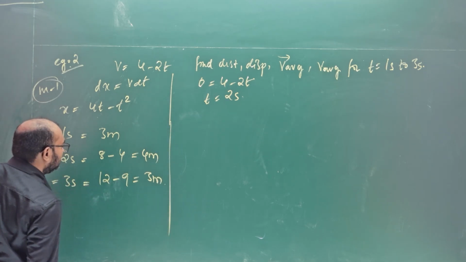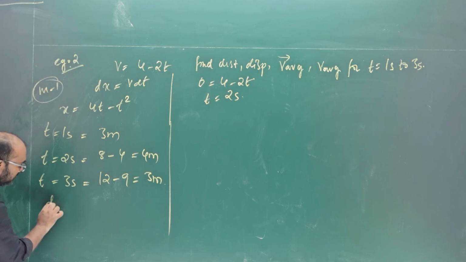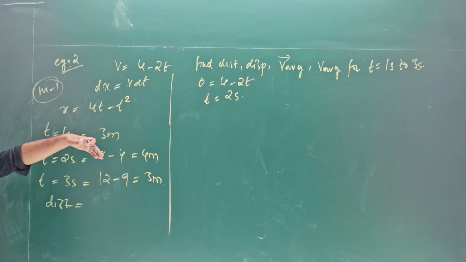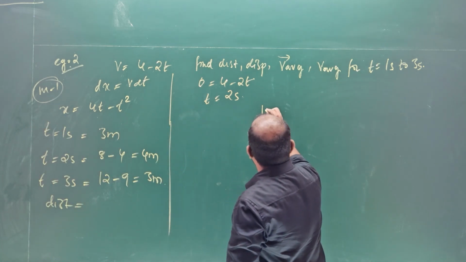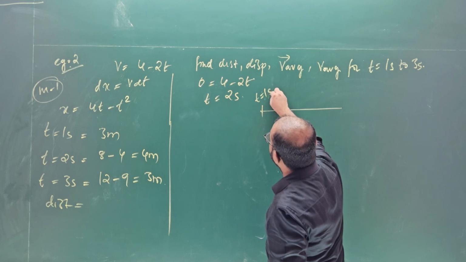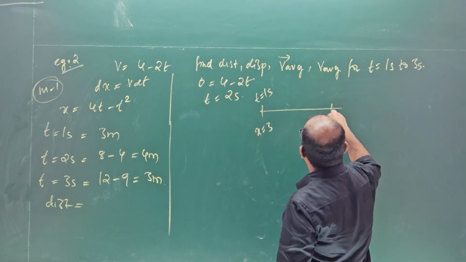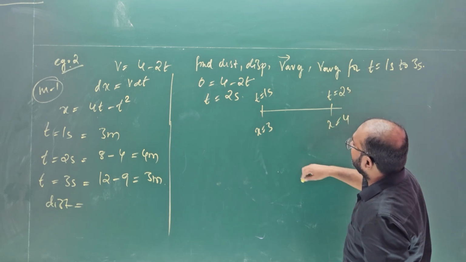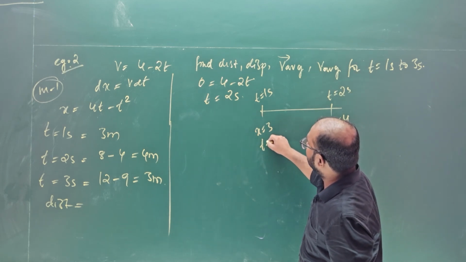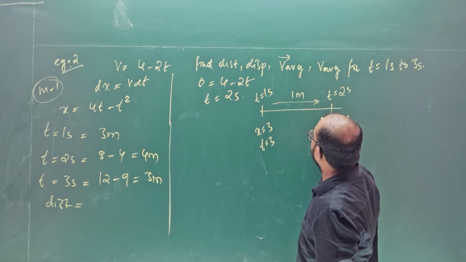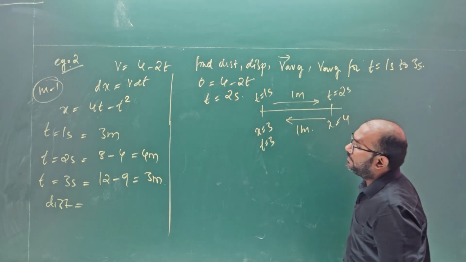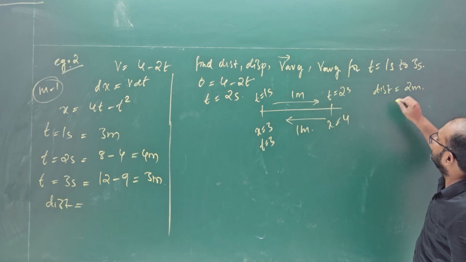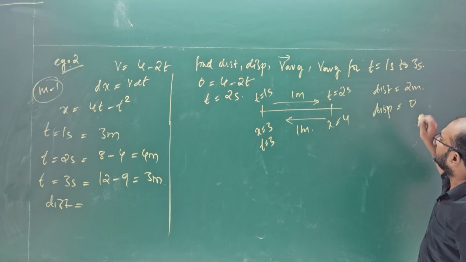Our distance is how much? At t equal to 1 second, x is 3. At t equal to 2 seconds, x is at 4. Again it came back to 3 at t equal to 3. So from here to here 1 meter, and from here to here 1 meter. So distance is 2 meters. Displacement is 0.